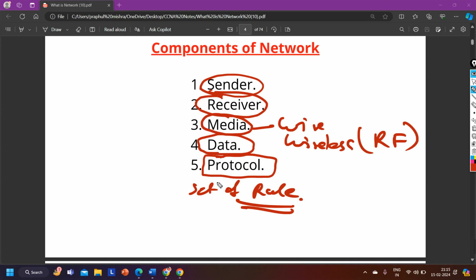In the same way, guys, under the network, also there is a rule of communication. Every device has to follow that rule to send the data and to receive the data.